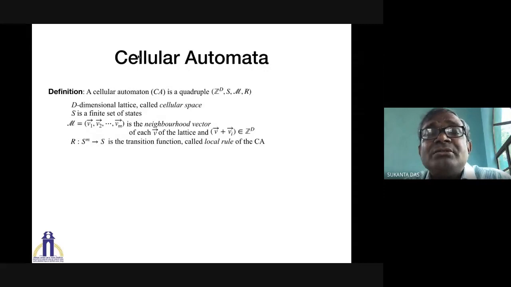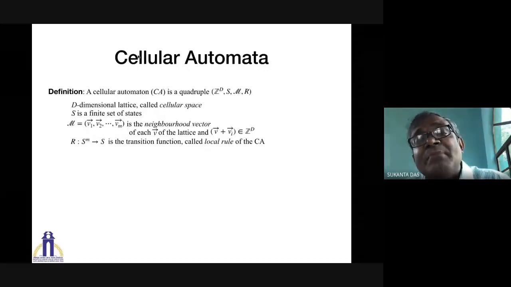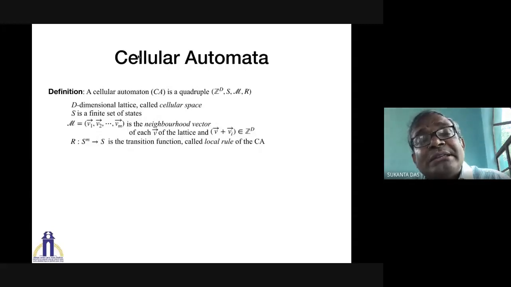So a cellular automaton is a quadruple, Z to the power d, S, M, and R. This Z to the power d is called the d-dimensional lattice, or here we like to call it cellular space, right? And you know that Z is the set of integers, and d is called the dimension, and S is a finite set of states, right? And M is called the neighborhood vector.